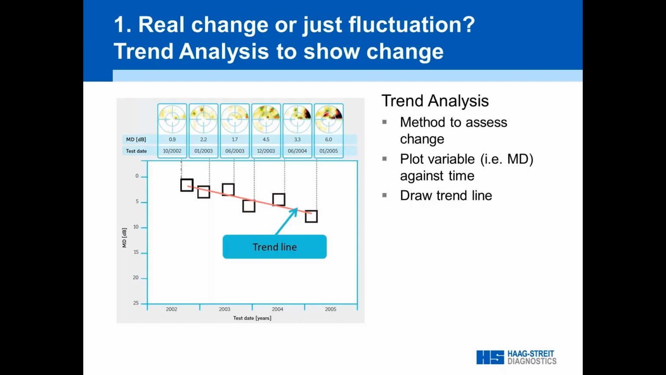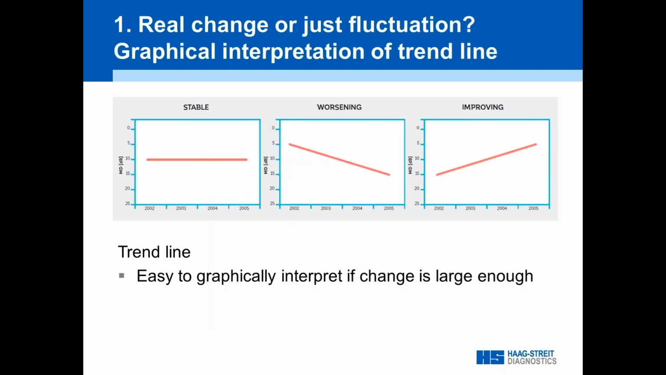And interpretation then would also not be that hard, right? I mean, if the line's straight, we would say, well, okay, this is stable. If it's going down, that's worsening. And if it's going up, that's improving. So if change is large enough, it's actually quite easy to interpret.